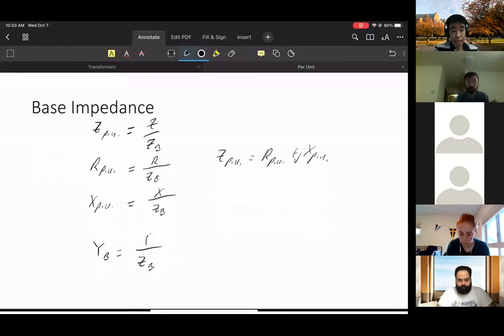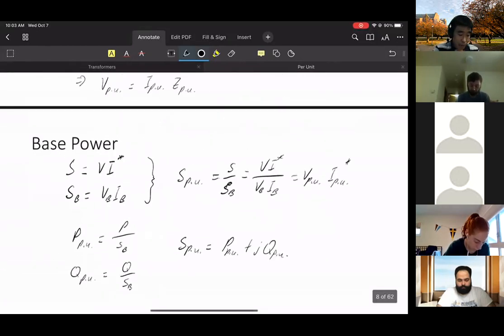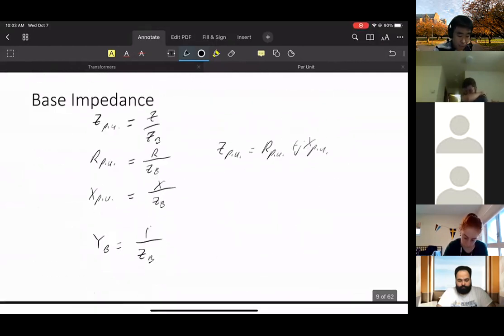Okay, so this is what we have for base impedance, and for base power and voltage and current. All these equations are fairly simple, right? Once you make a choice, you can divide everything to get this. And really the thing that we have to think a little bit about is how to do the following.